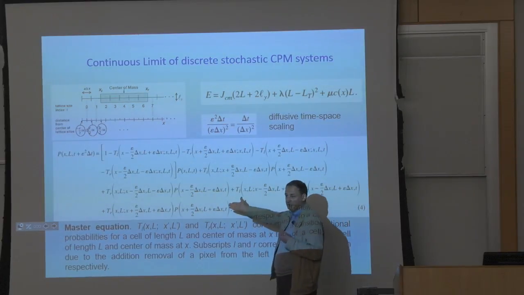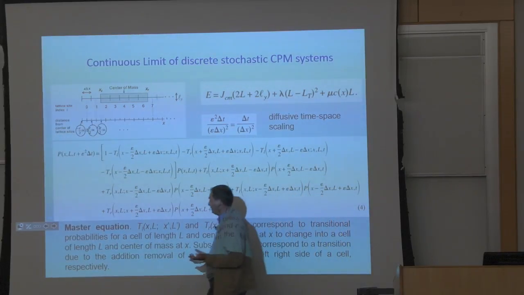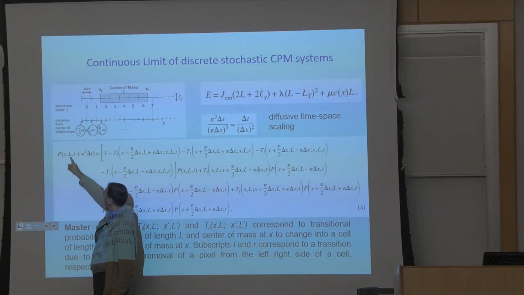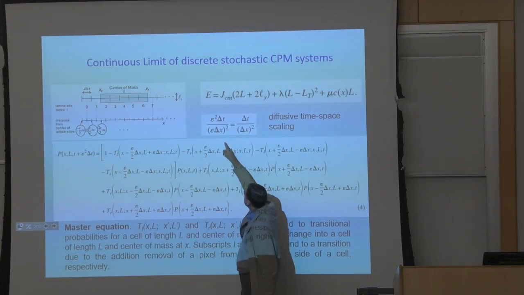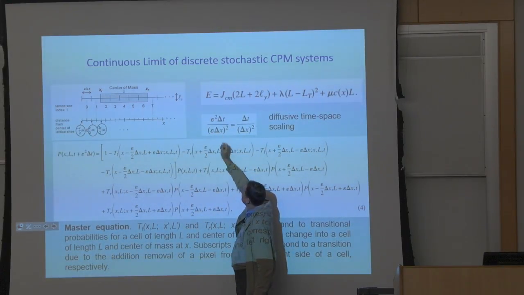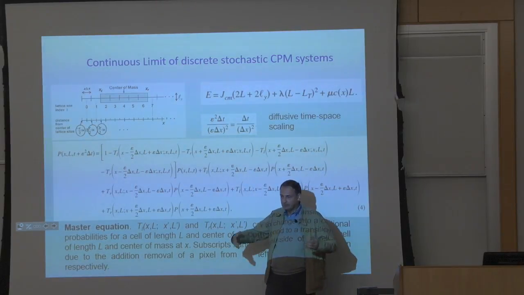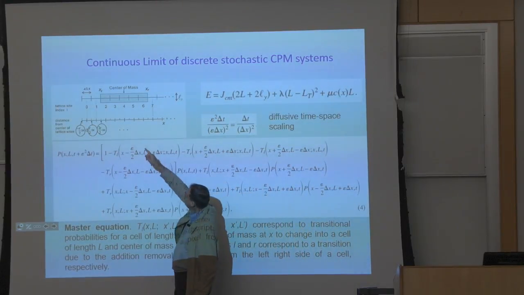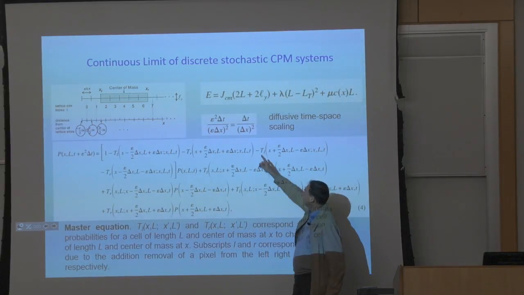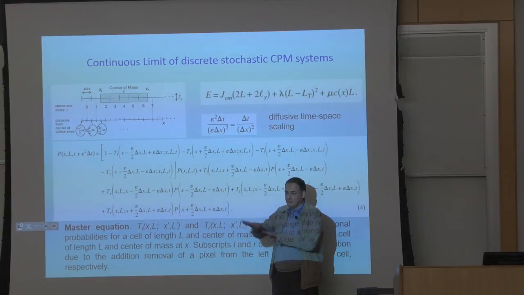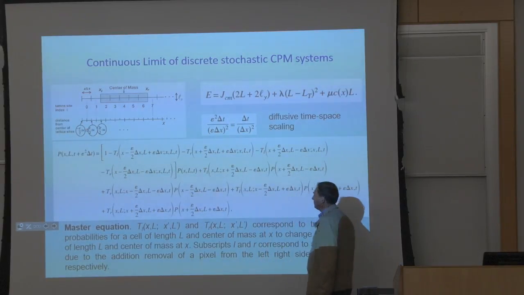So first of all, we write down the master equation. We introduce probabilities of finding a cell of length L with center of mass at x at the moment in time t plus epsilon squared delta t. We're already introducing scaling for the time. And this is how we're going to do it for time and space, right? In the continuous limit, we're going to introduce more and more nodes in the lattice, and of course we're going to switch to continuous time as well. And the ratio is supposed to be constant. It's a diffusion limit.